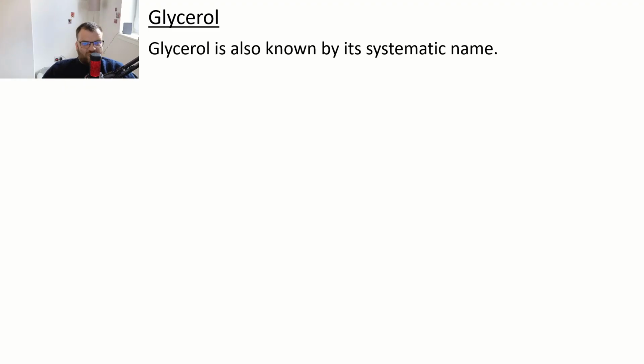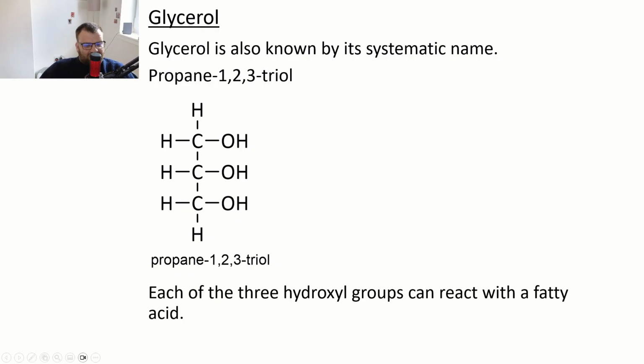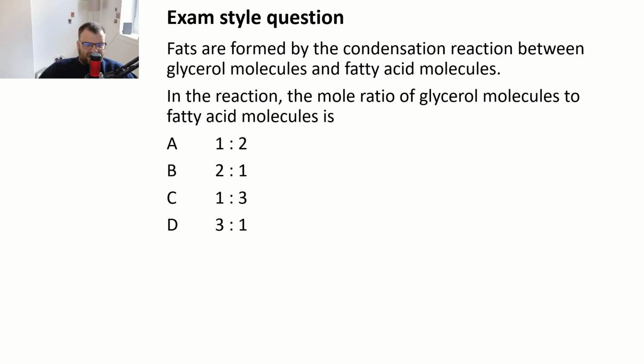That's the alcohol that's used to make these. Its full systematic name is propane-1,2,3-triol. Propane because there are 3 carbons in the longest chain. 1,2,3-triol because each of the carbons has a hydroxyl OH group coming off of it. And each of these hydroxyl groups can react with a fatty acid. One of the exam style questions they could ask you is, what would be the ratio of glycerol molecules to fatty acid molecules when they react together?